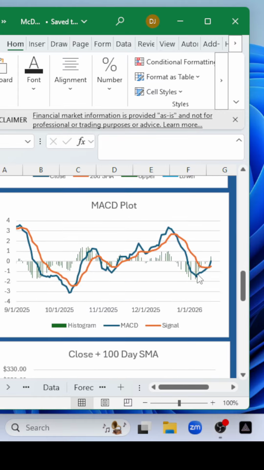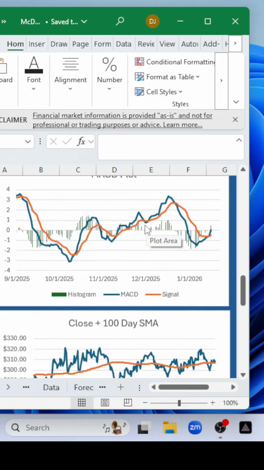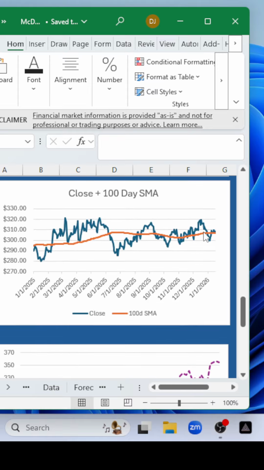MACD plot, well, we just wrapped up some negative momentum here, okay? But it looks like it could be heading back up, so we'll have to check on this next week. 100-day moving average, we were above there for a bit. Now we're right on the very edge of this. It's been kind of a rough ride for McDonald's. Above the 100-day average, below, above, and now kind of moving sideways a little bit.